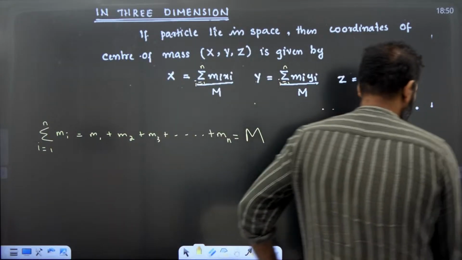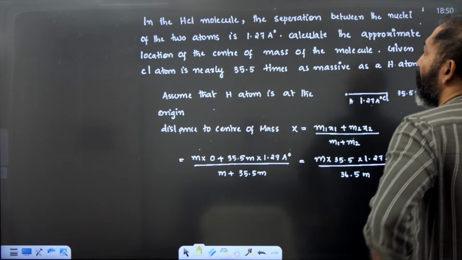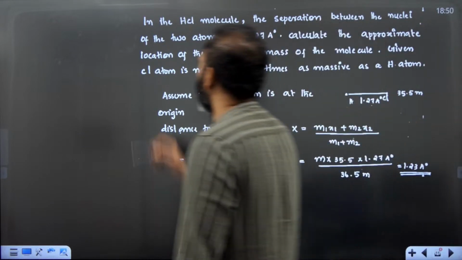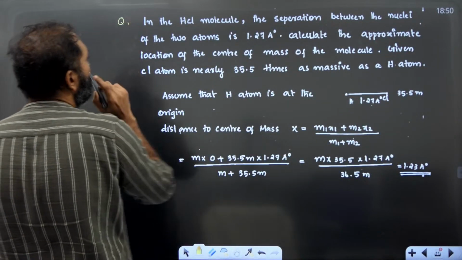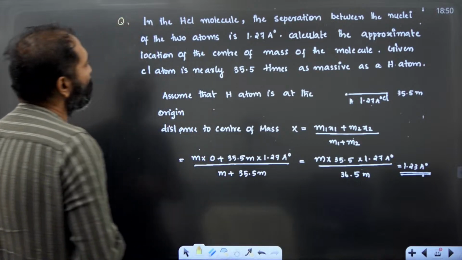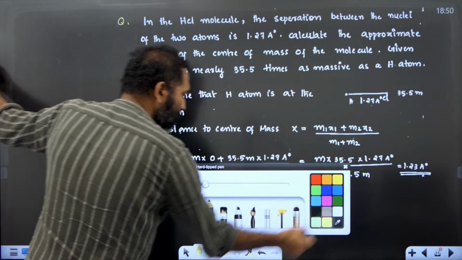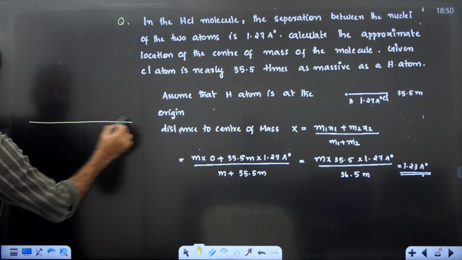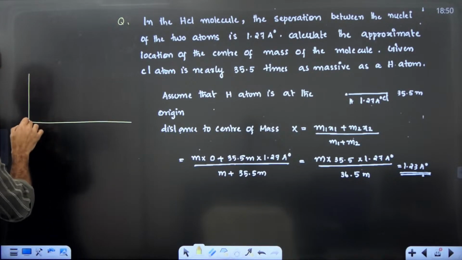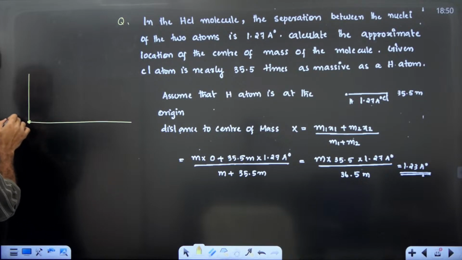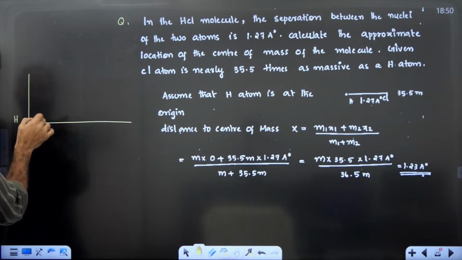So next problem question. In the HCl molecule, the separation between nuclei of the two atoms is 1.27 angstrom. Whenever you get this kind of a question, separation is 1.27 angstrom, so better to place the first atom at the origin. So I am placing hydrogen at the origin.